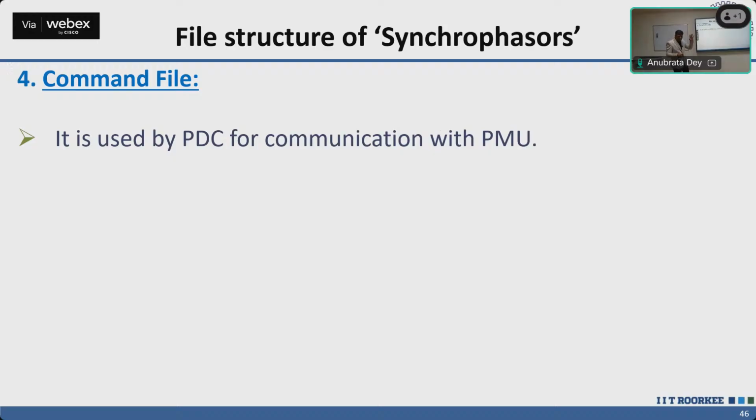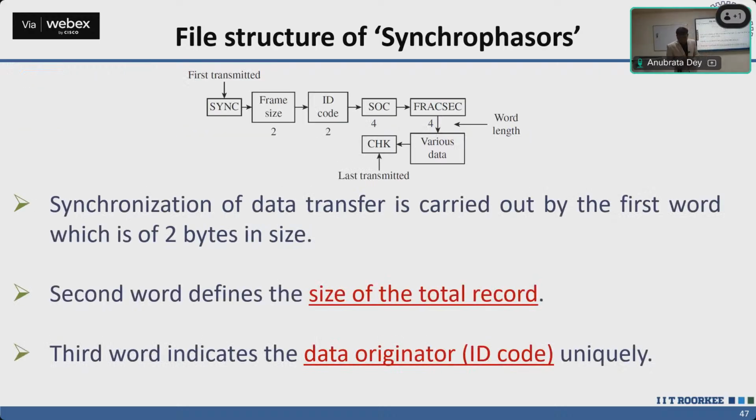And the fourth one is the command file that is contained by the PMU, and this is the file used by the PDC. So when the PMU communicates with the PDC, this communication is done through the command file. If you look at the file structure of the PMU, the first field contains the synchronization command, which is, I think, 2 bytes in size. After that you have the frame size and the ID code. The frame size contains the total length of the data.